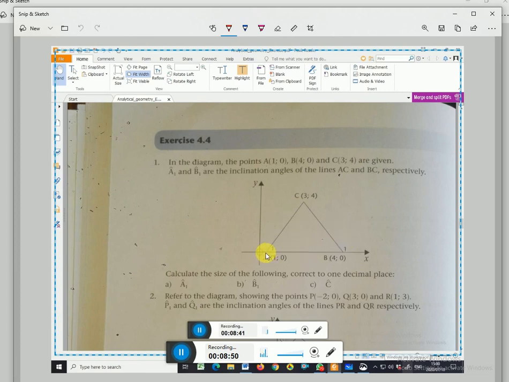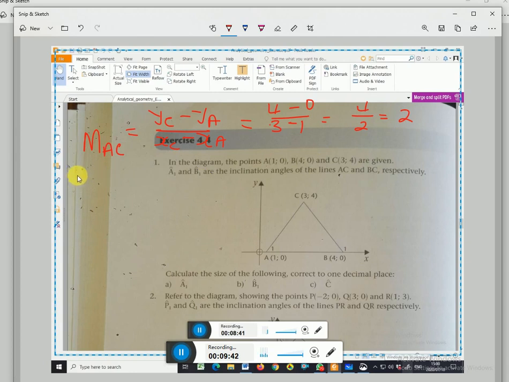The gradient of AB, AC, you know our practice: y at C minus y at A divided by x at C minus x at A. Y at C is 4, minus y at A is 0, divided by x at C is 3 minus x at A is 1. So it's 4 over 2, which is equal to 2.